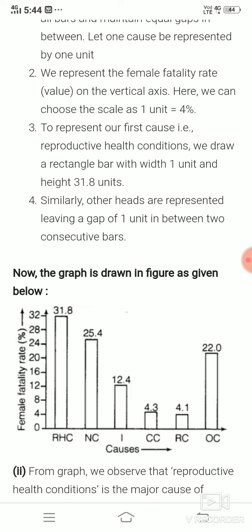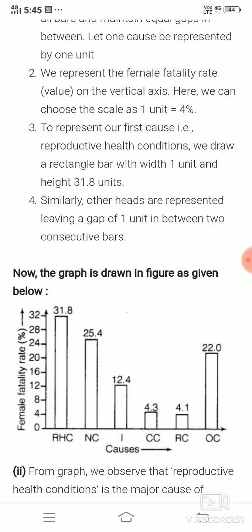So for RHC, reproductive health conditions, the first bar: between 28 and 30 we have 31.8. From 28 to 30, the middle big line is called 30. After 30 and before 32, you can mark the mid or third line, that is the 7th or 8th line from 28, or the second line below 32. So you can draw one rectangle.